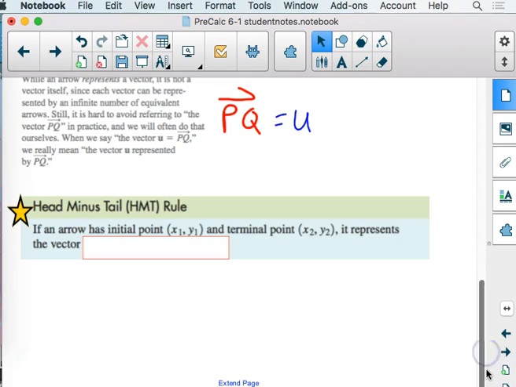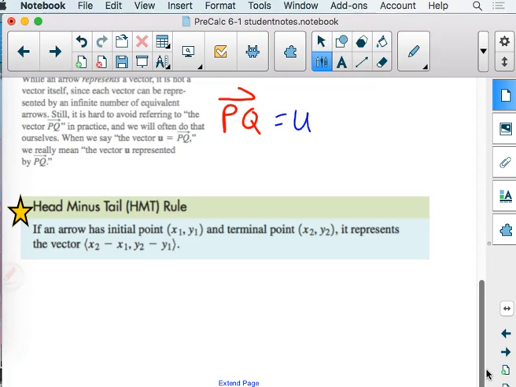So now, the head minus tail rule is what I was just doing earlier, just doing a little subtraction. So if an arrow has an initial point at x sub 1, y sub 1, and a terminal point at x sub 2, y sub 2, we want to find out what's the change in the x's, what's the change in the y's. Because vectors always have a horizontal component and a vertical component. And if we're going to find that, we have to do subtraction. So we're going to take the terminal point.